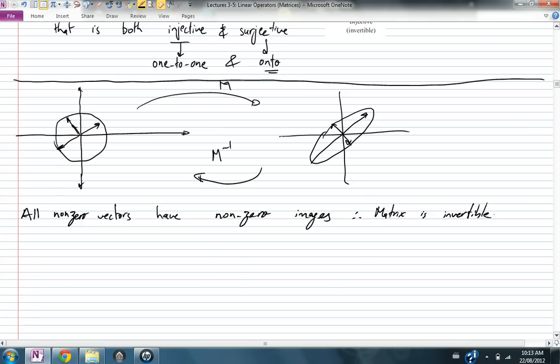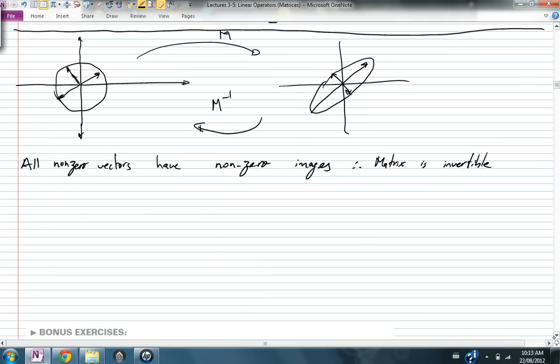Now, I haven't really told you how to find an inverse yet, and that has to do with the determinant and all that, but we're going to study this later. We're just trying to understand the basics behind matrices right now.